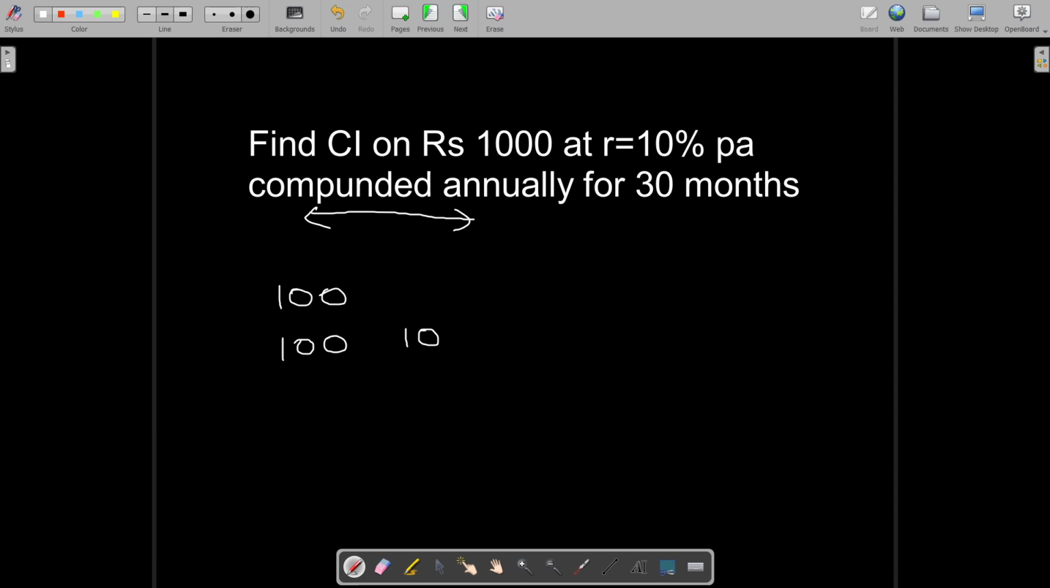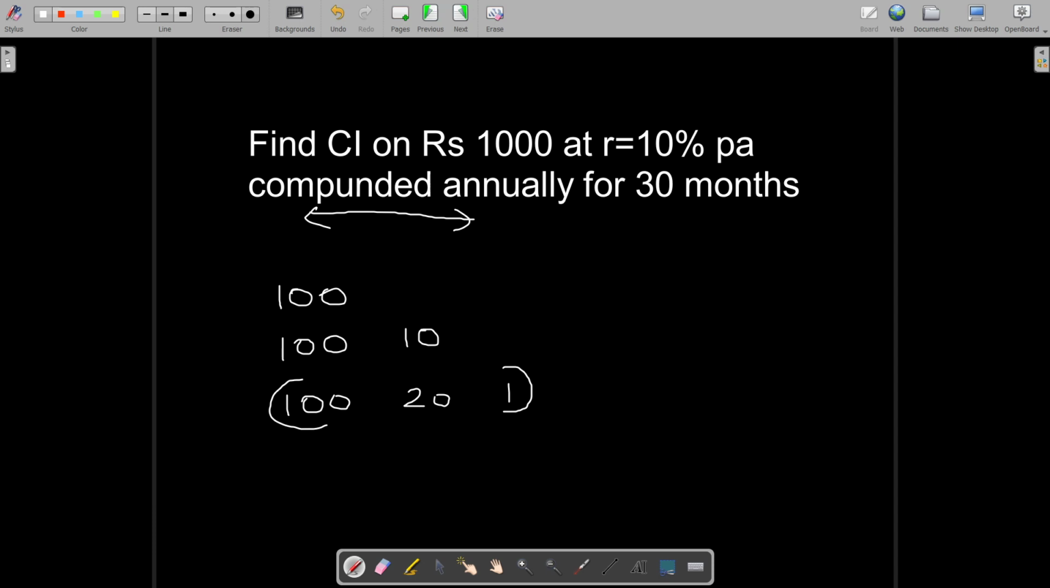Now you have to find the interest for the next 6 months, but you cannot just find that. You can only find the interest for the next 12 months because the compounding period is 1 year. So you find the interest for the next 12 months, which is 100 as interest on principal. Here you will get 20. Here you will have 1. This whole row is the interest for the third year, which is months 24 to 36.